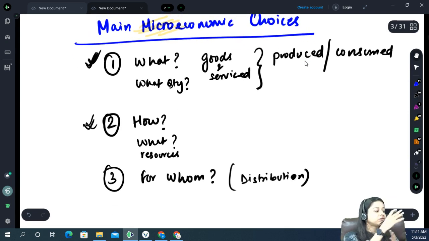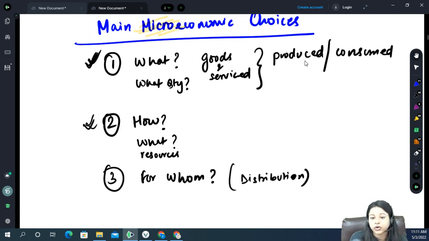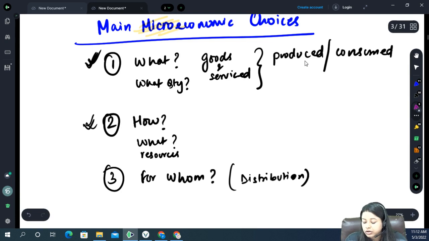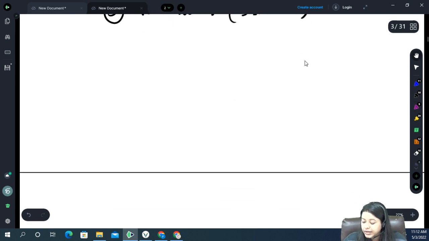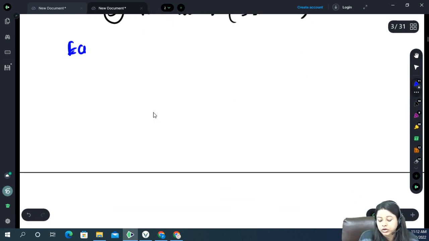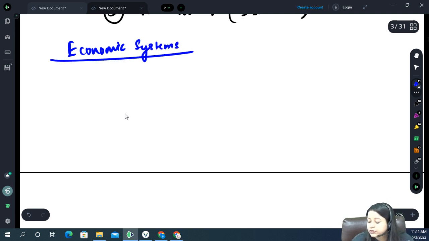So there are different forms, different structures of economies that decide how these things will be distributed. And when we say there are different structures of economy, or different economic systems, what are the different economic systems?